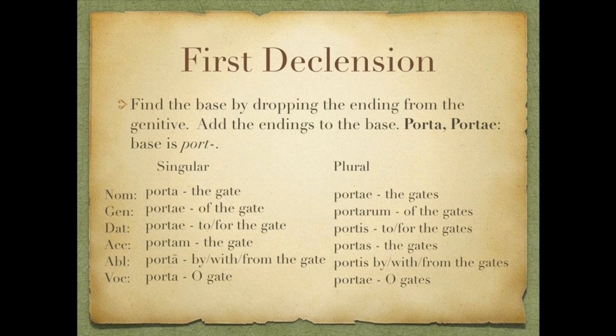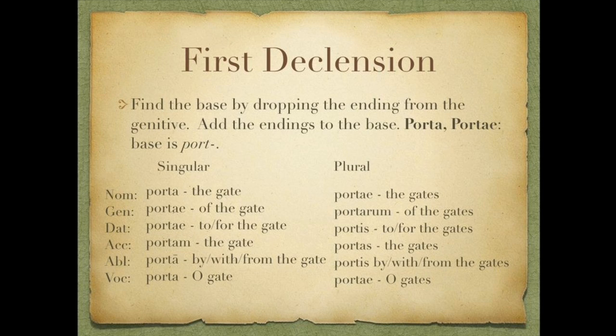Then we get to the plural forms. Nominative plural, portae, the gates. Genitive plural, portarum, of the gates. Dative plural, portis, to or for the gates. Accusative plural, portas, the gates. Ablative plural, portis, by, with, or from the gates. And then vocative plural, portae, O gates. Again, you notice there is some repetition, but in practice it's not as confusing as it seems.